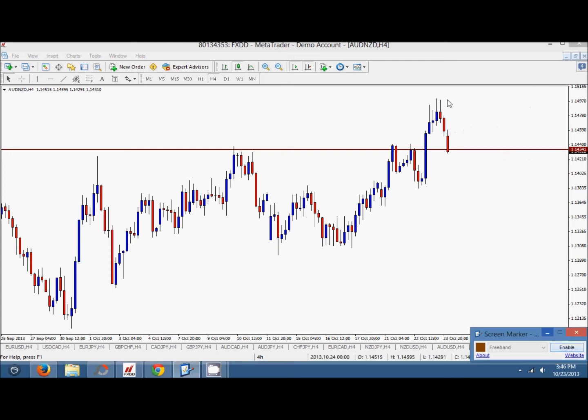So again, ideally what we're looking for is this bar right here to turn into a bullish pin bar, which we will then take a trade to go long. So that's what we're looking for on the Australian dollar, New Zealand dollar 4-hour chart.